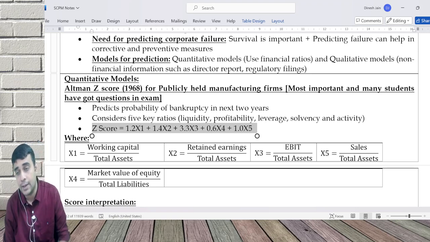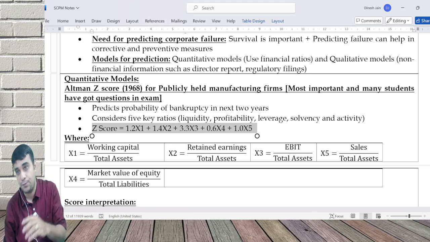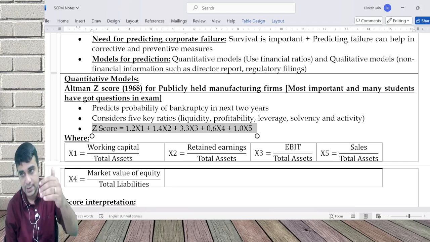How will the exam question come? They'll give data about a company and then they'll say calculate Z-score. MCQ, how will it come? First MCQ, what is x1? Second MCQ, what is x2? Third MCQ, what is x3? Fourth MCQ, what is x4? Fifth MCQ, what is x5? Sixth MCQ, club it together. Seventh MCQ, how do you interpret the score? I'll discuss all of that.